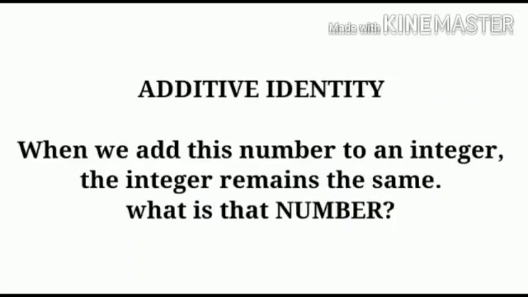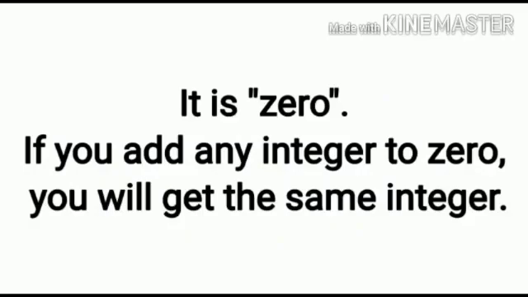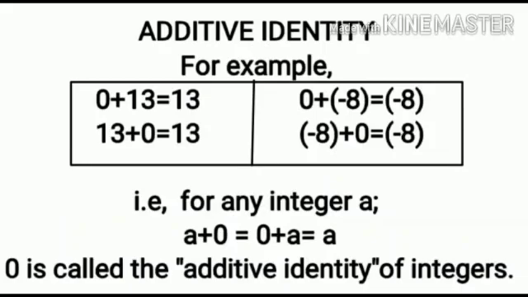Fourth property is additive identity. When we add this number to an integer, the integer remains the same. Do you know what is that number? Yes, it is 0. If you add any integer to 0, you will get the same integer. Let's see examples. 0 is added to 13, the result is 13. And 13 is added to 0, the result is also 13.